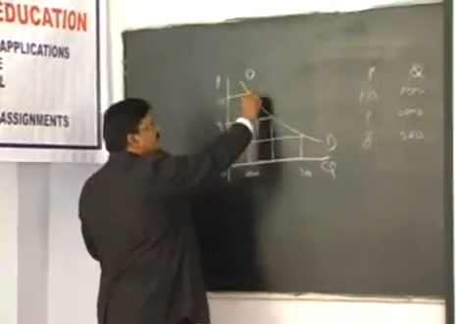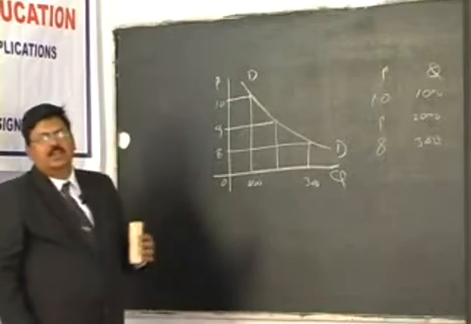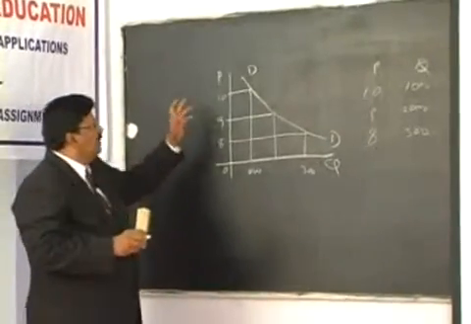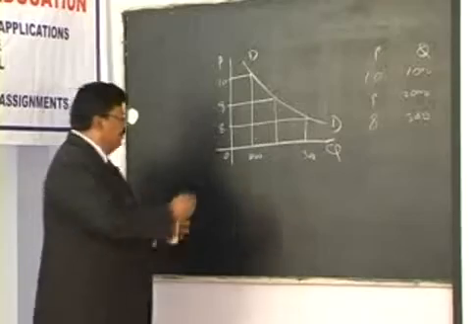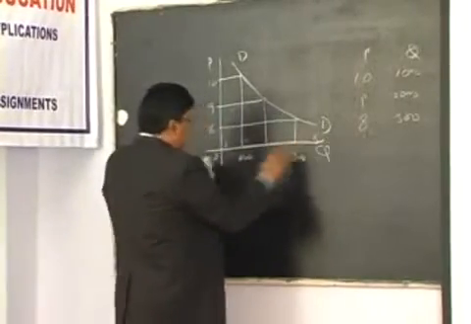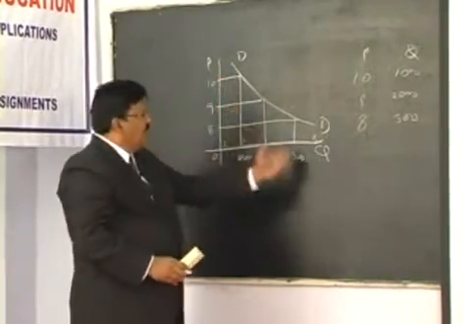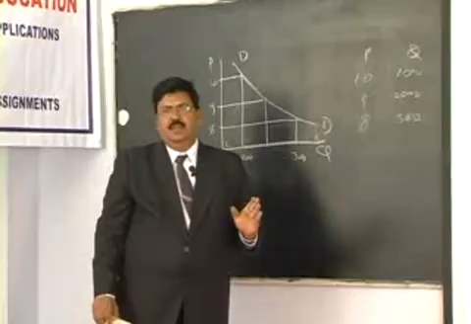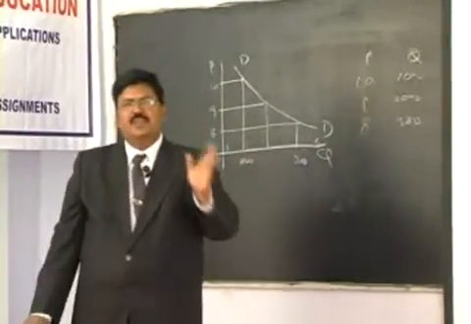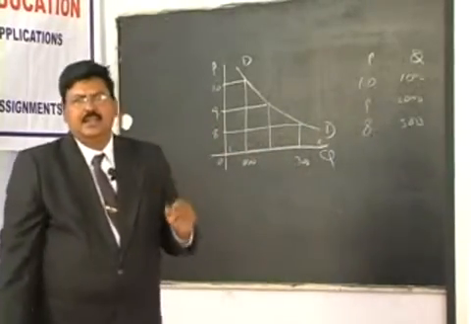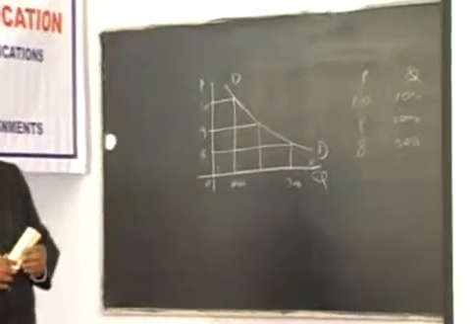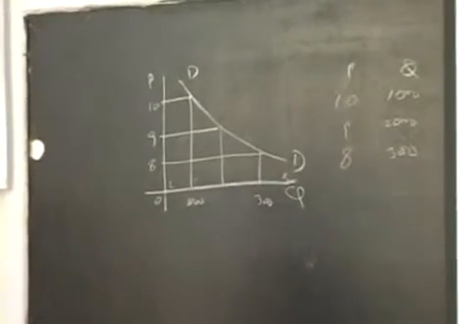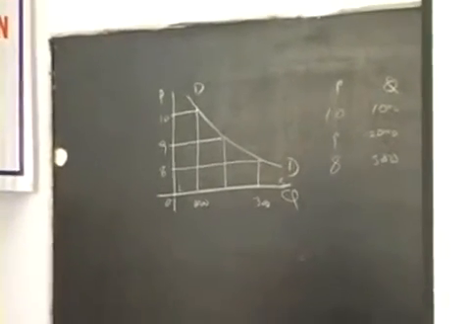So you can see this is an inverse relation. Whenever there is an inverse relation between two variables, the curve will slope downwards from left to right. This is the origin. The demand curve slopes downwards from left to right, because there is an inverse relation between price and quantity. And this inverse relation we call the law of demand.